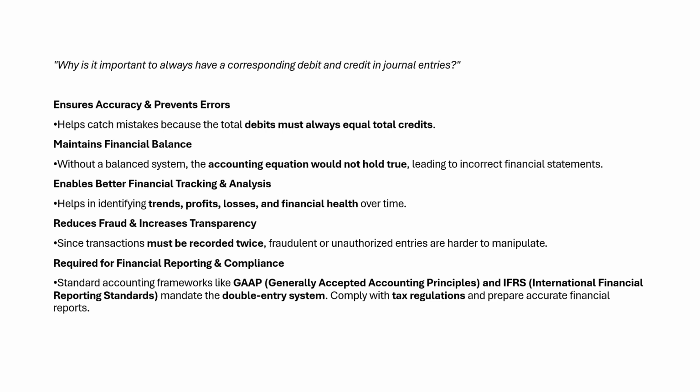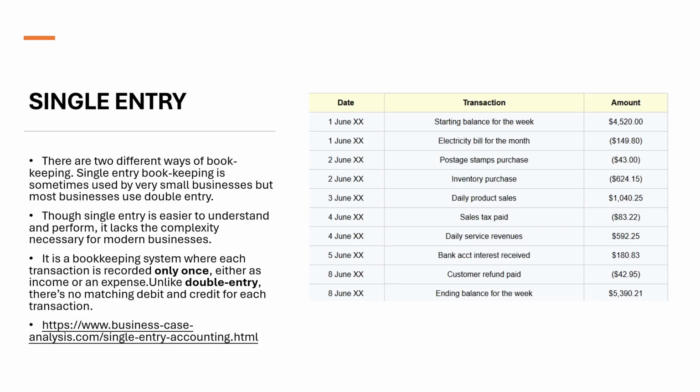Standard accounting frameworks such as GAAP and IFRS we mentioned in our previous lessons mandate the double entry system, not the single entry system. So this helps to comply with tax regulations and prepare accurate financial reports. Here we have an example of a single entry to compare with the double entry. Small businesses may use single entry bookkeeping, but most businesses, particularly standardized corporations, prefer double entry bookkeeping because it provides a more accurate financial picture and many other benefits.